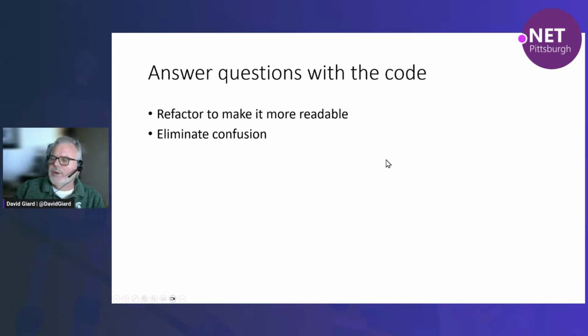And so, refactoring your code to make it more readable and eliminate any confusion is a really good way to remove that ambiguity and remove that possibility of a reviewer misunderstanding what you've written.